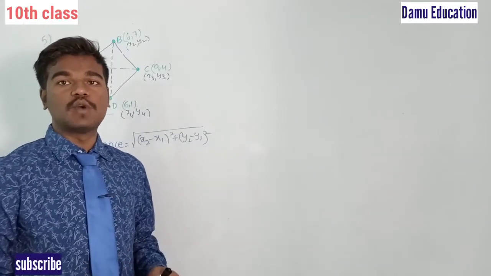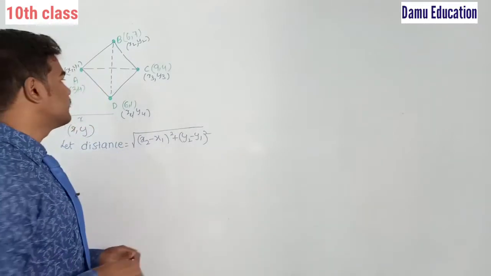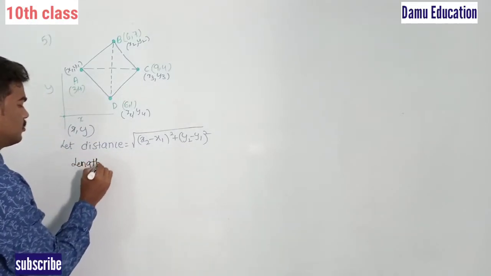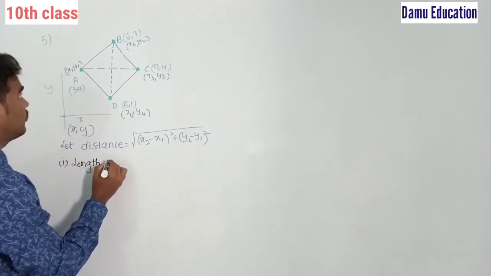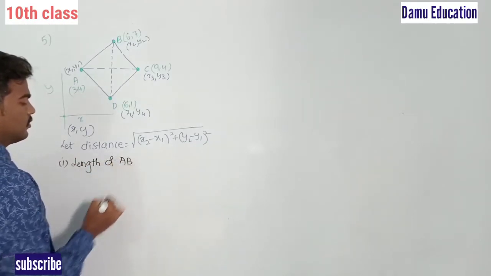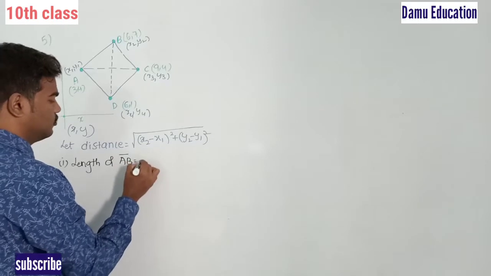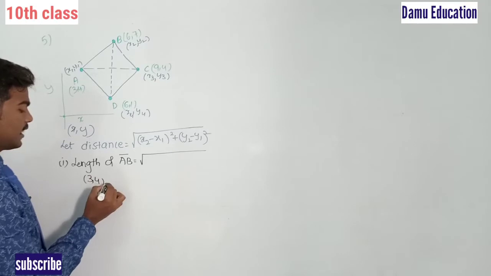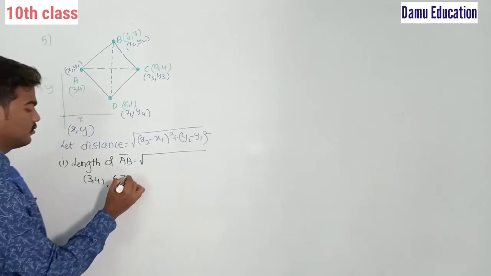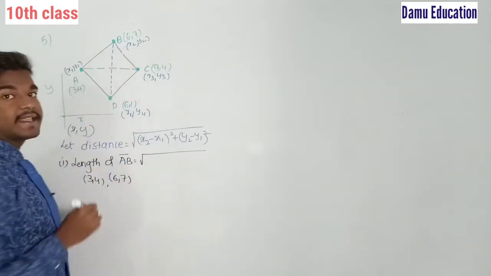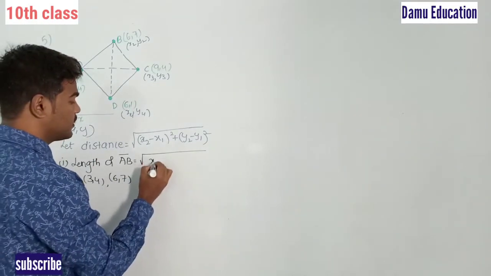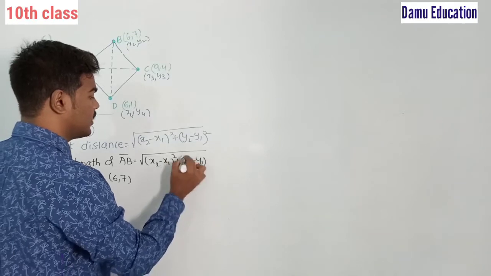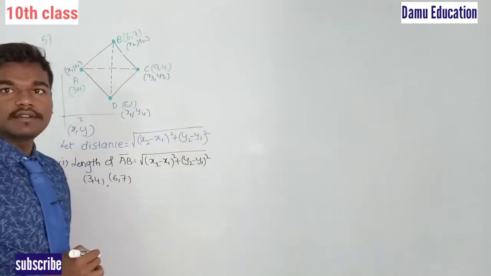Whatever x2, y2 it is. So let's take the first one, the length of AB. That is equal to, what are the coordinates? A is (3, 4) and B is (6, 7). So x1 y1 and x2 y2. Let's take the square root of (x2 minus x1) whole square plus (y2 minus y1) whole square. So this is the formula for that.